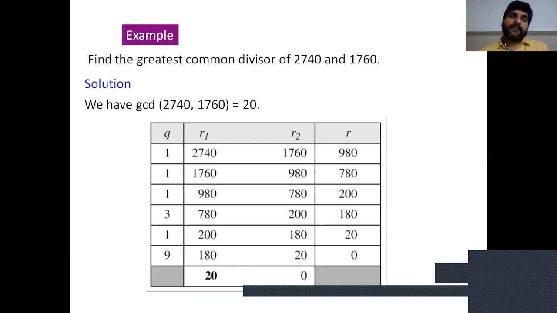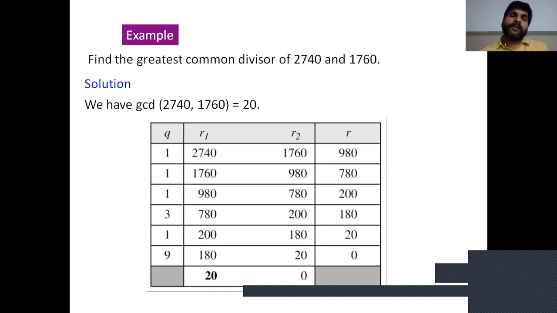2740 divided by 1760 gives remainder 980 in the first step. So R2 is stored in the R1 position and R is stored in the R2 position. Next, 1760 is divided by 980, and the remainder is 780. Now 980 is stored in the R1 place and 780 is stored in R2.